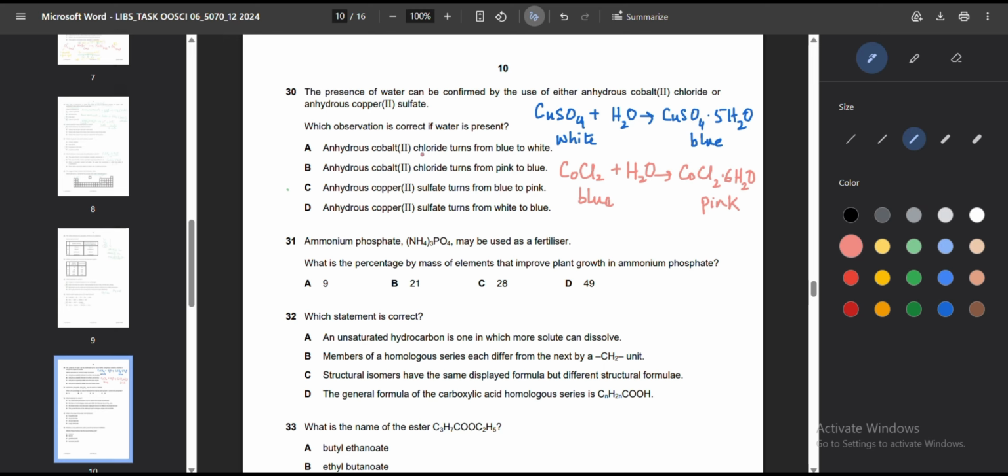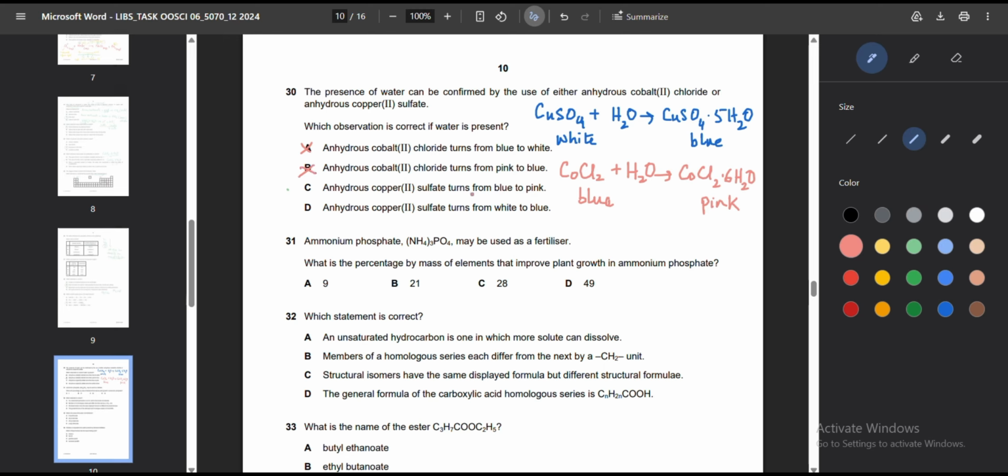Anhydrous cobalt 2 chloride turns from blue to white. The next one is incorrect because cobalt chloride turns from blue to white, that's wrong. Anhydrous cobalt chloride turns from pink to blue. No, it turns from blue to pink, so that means this one is also incorrect.